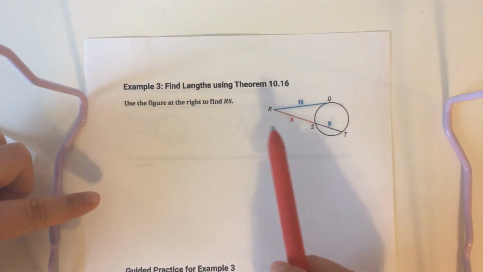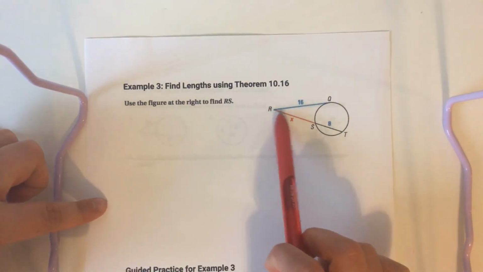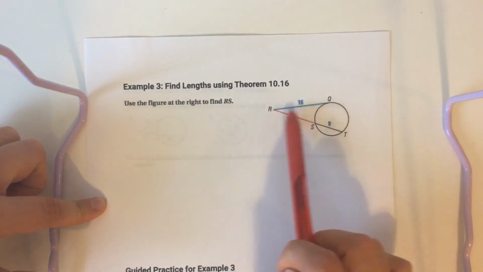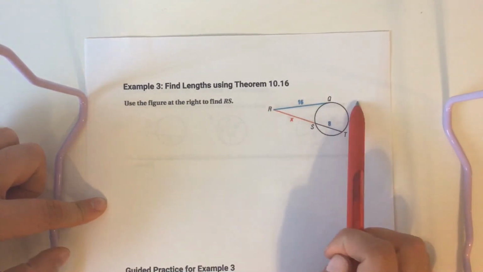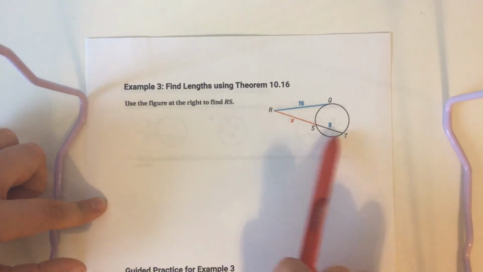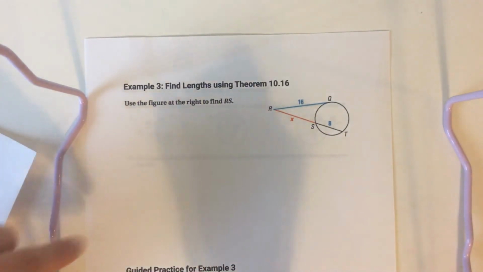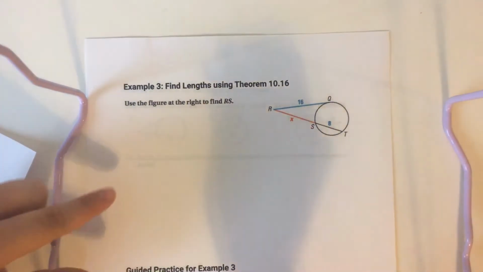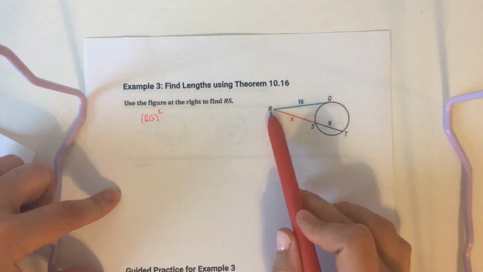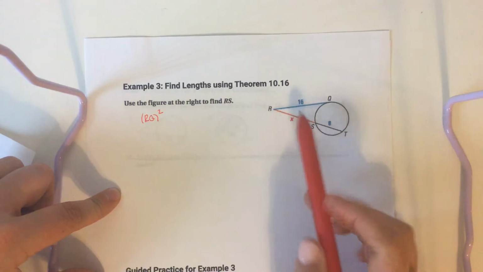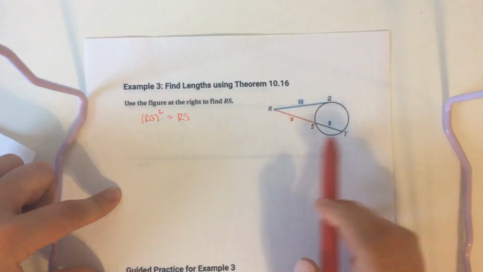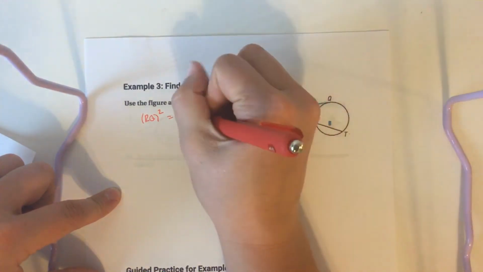So in this picture, we're trying to find RS, which is x, or trying to find x. This segment right here, the 16, is a tangent because it doesn't actually cross through the circle. And then RT is a secant because it goes through the circle and they connect out here at R. So we're going to be using that last theorem we just learned. And using letters, we know we're going to have this tangent squared, so RQ squared, and it's going to equal part RS times whole RT.